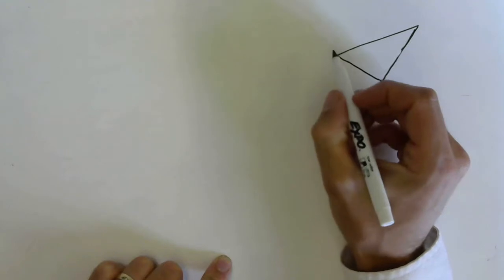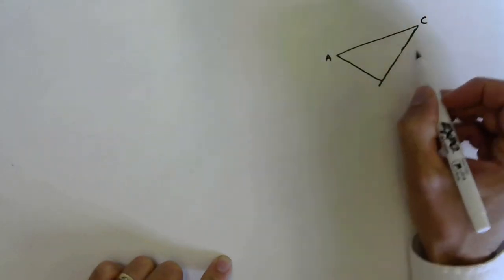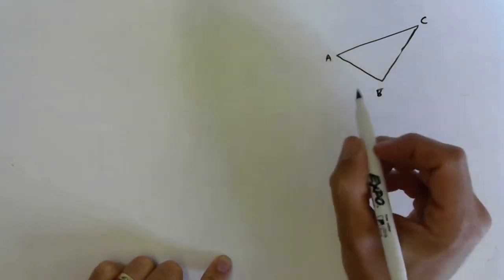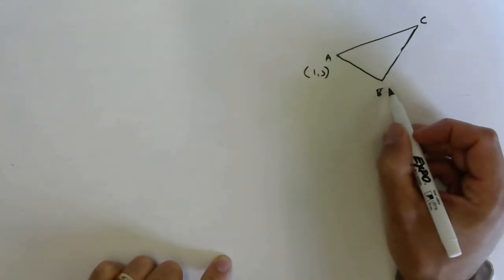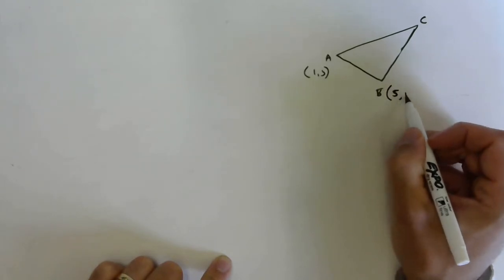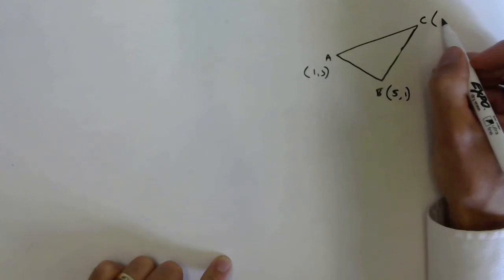Yeah? Yep. Looks decent. I've got A, C, C, B. Can you give me the coordinates of A? Too slow. Coordinates of B? Don't have it. Too slow. Oh, you don't have them yet. No. Coordinates of C are 7, 5.